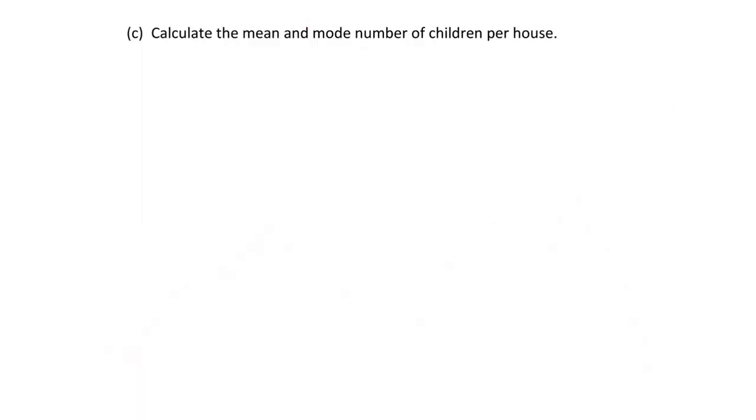For part C, we are supposed to calculate the mean and the mode number of children per house. Okay, so first let us find the mean. From the information given, we are saying that the mean of children per house equals the total number of children divided by the number of houses given.